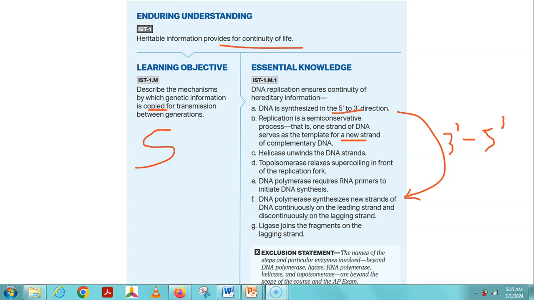Okay. So these are all the enzymes you need to know about. Helicase, topoisomerase, which relaxes supercoiling. Helicase unzips it. DNA polymerase is the builder. It requires RNA primers. Polymerase synthesizes in a leading, like continuously on two strands, right? Leading versus lagging. And then ligase is the glue and it joins the fragments together on a lagging strand. Of course, those fragments are called Okazaki fragments. But this is all great note cards to make right here.